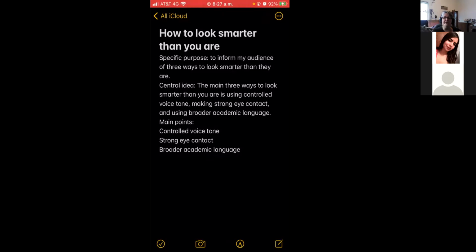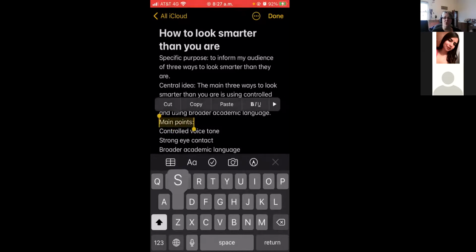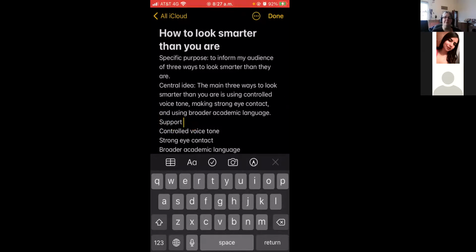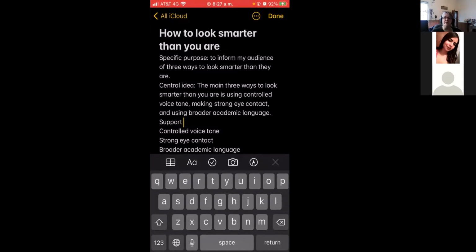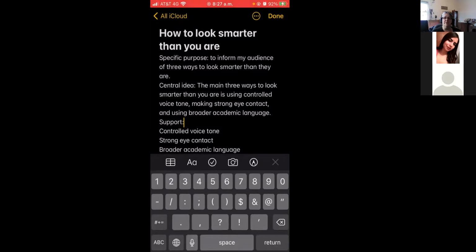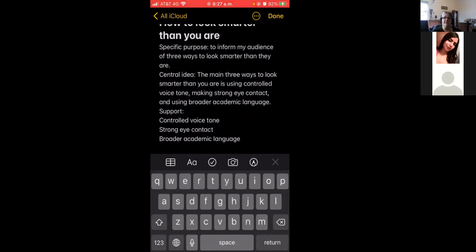So now what you're going to do is look for ways to support each of these points. What examples will you use? What testimony will you use? What kind of quotes? What kind of visual aids will you use to show what you're trying to say? I like these points. I like your specific purpose. I like your central idea. Very good. Okay, so we will develop them. Thanks, teacher. Yeah, exactly.